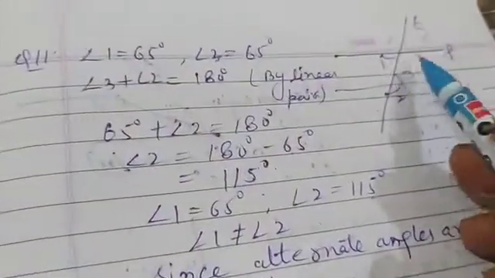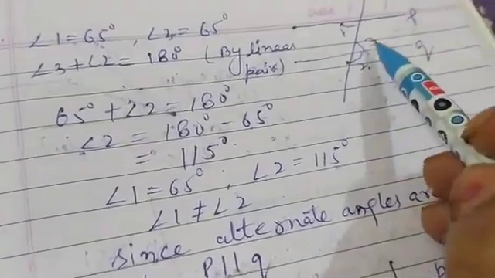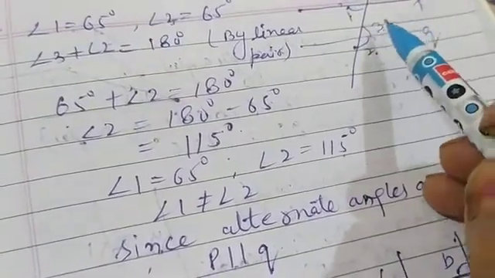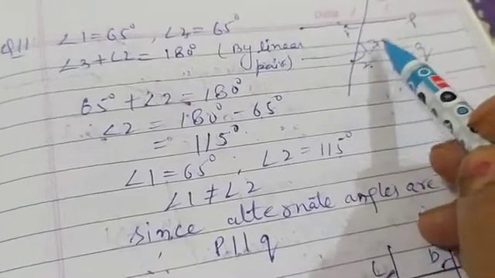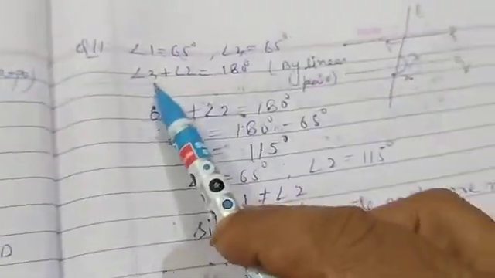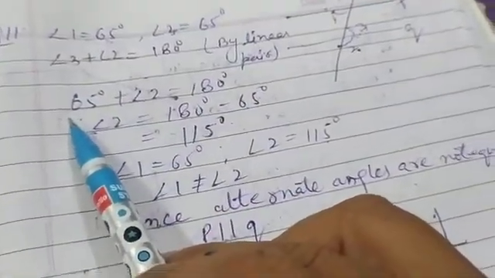See, angle 1 is 65, angle 2 is 65. We will suppose that this is angle 3. Now angle 1 and angle 3 are alternate, and angle 3 and angle 2 are making a linear pair. Angle 3 and angle 2 are linear pairs. So angle 3 plus angle 2 is equal to 180 by linear pair. So by this we can calculate the angle.